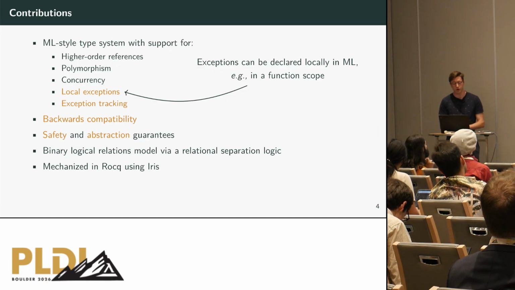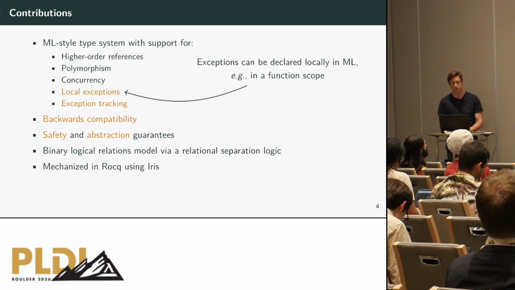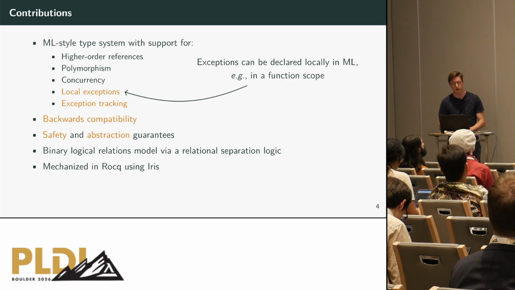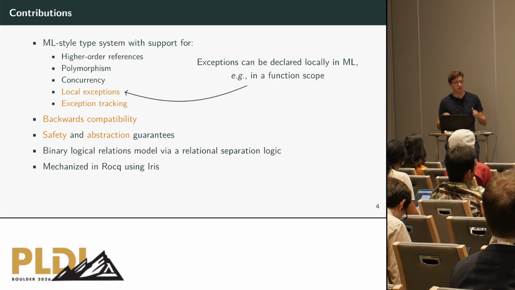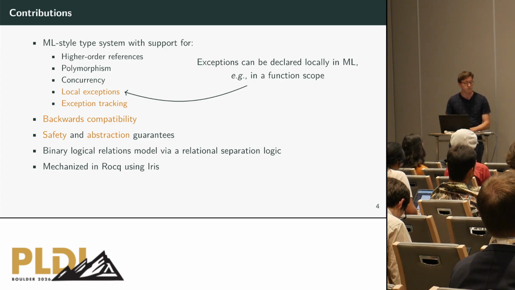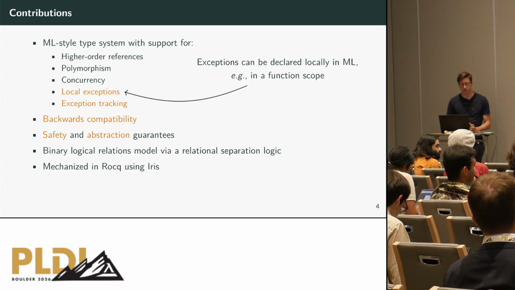So to come to our contributions, we have an ML-style type system with support for a bunch of regular ML features such as higher-order references, polymorphism, concurrency. We also support local exceptions, which means that in ML, exceptions can be declared locally, for example, in the function scope, instead of what you have in other languages like Java, where you statically declare the exceptions which can occur in your programs. And of course, we have exception tracking. And we do this in a backwards compatible way, as we said before. And then we have safety and abstraction guarantees.